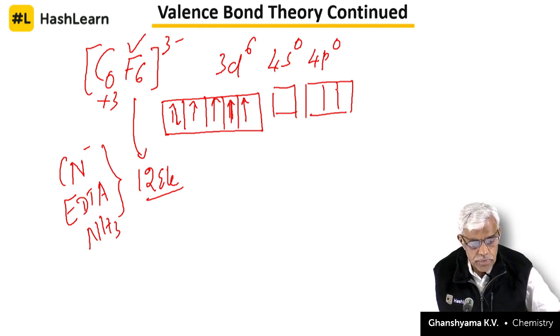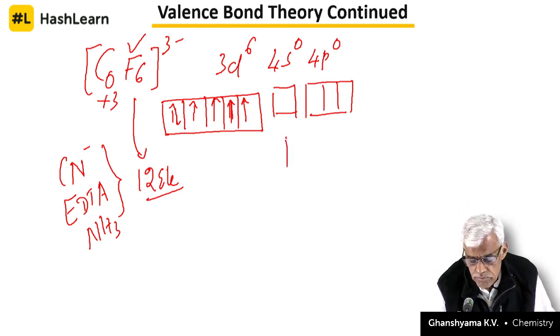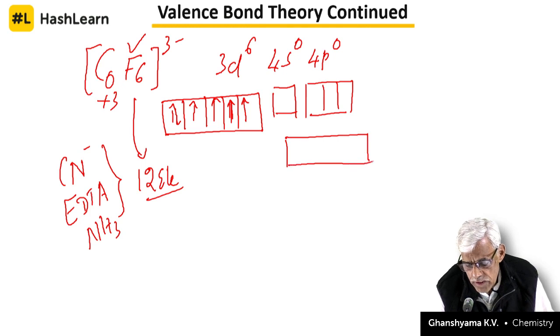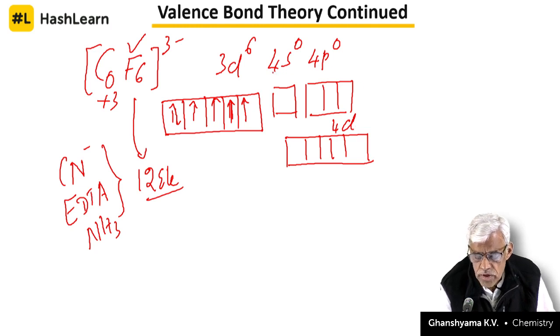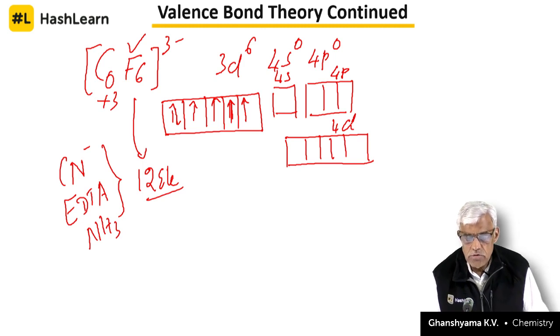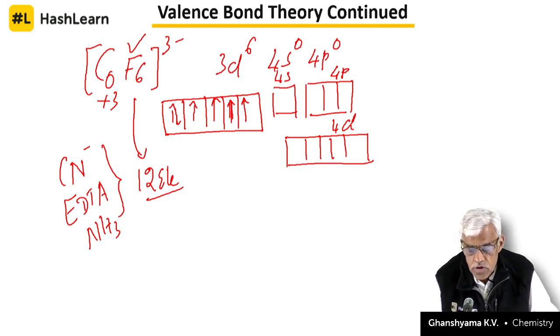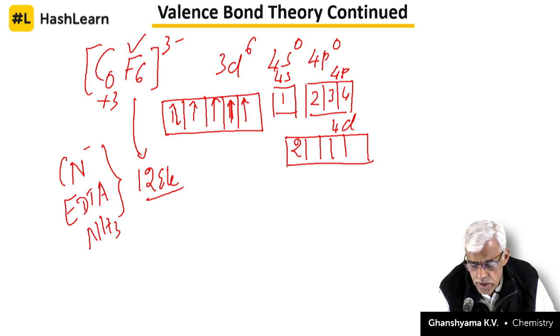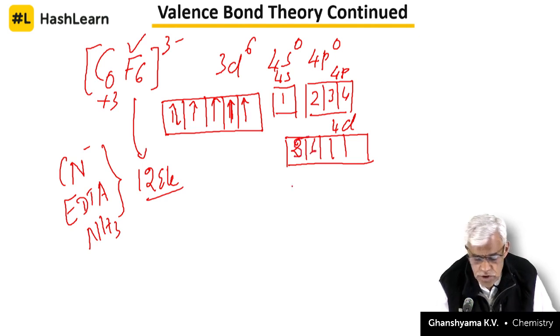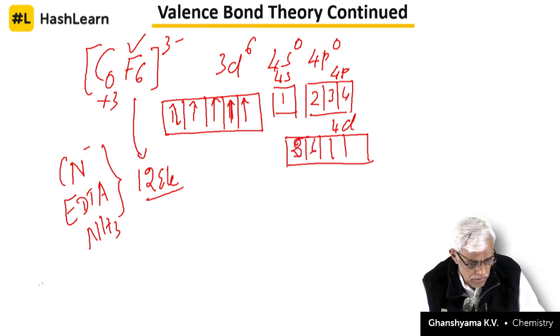Therefore, it will go for the next d orbital. This is 4d, this is 4s, this is 4p, this is d. So 1 from s, 3 from p, and 2 will be got from 4d, this is number 5 and 6. So I will write it again.